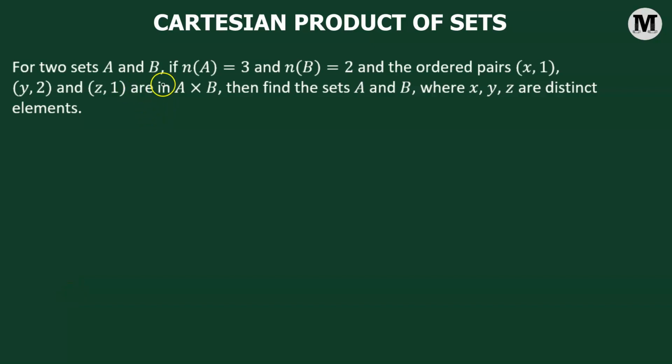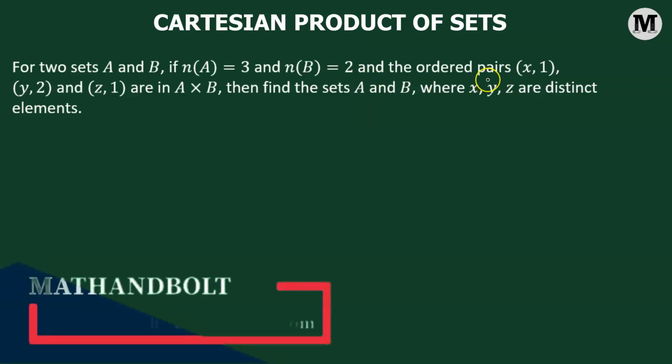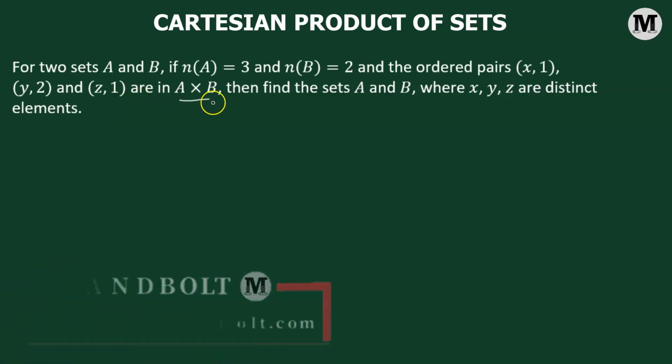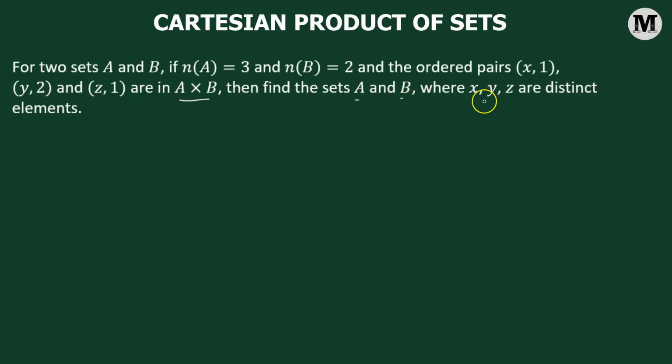For two sets A and B, if the total number of elements in the set A equals 3 and the total number of elements in the second set B equals 2, and we have the ordered pairs (x, 1), (y, 2) and (z, 1), these three ordered pairs belong to the Cartesian product of A and B, then we need to find out the sets A and B, and it's given here that x, y and z are distinct elements. Okay, let us begin.